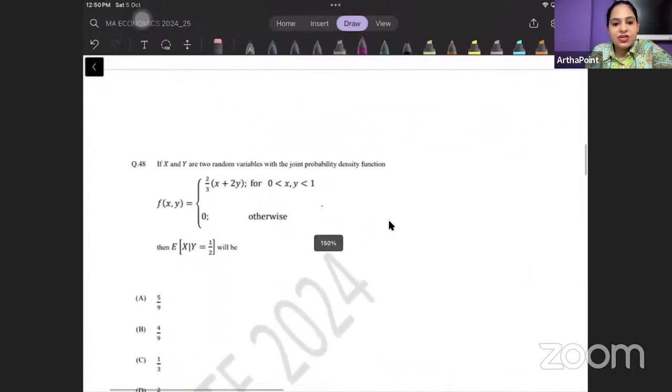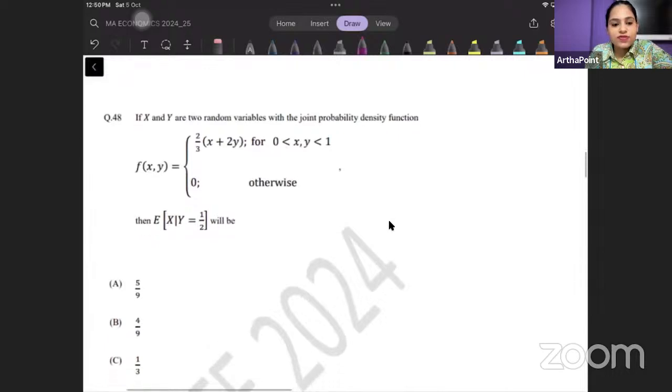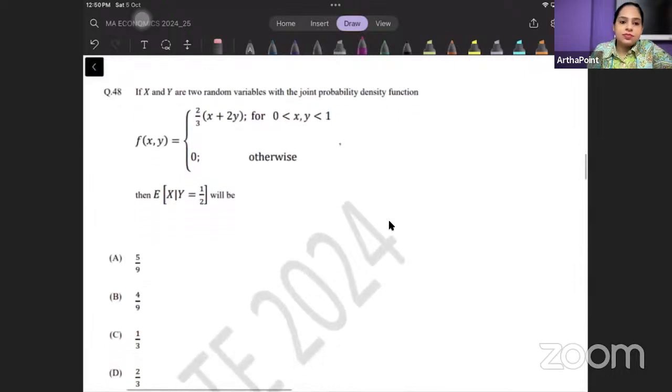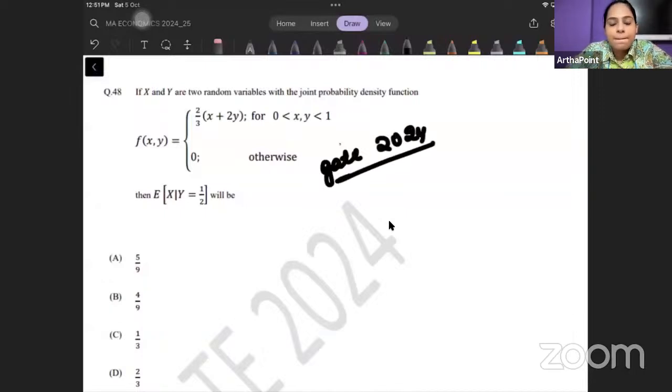This is a very tricky question. I want you to give this a try. This is a GATE 2024 question. Give it a try. See, stats is something जो एकदम whatever we are doing exactly same नहीं आएगा. It will be an application of that. So you have to keep your mind very open.